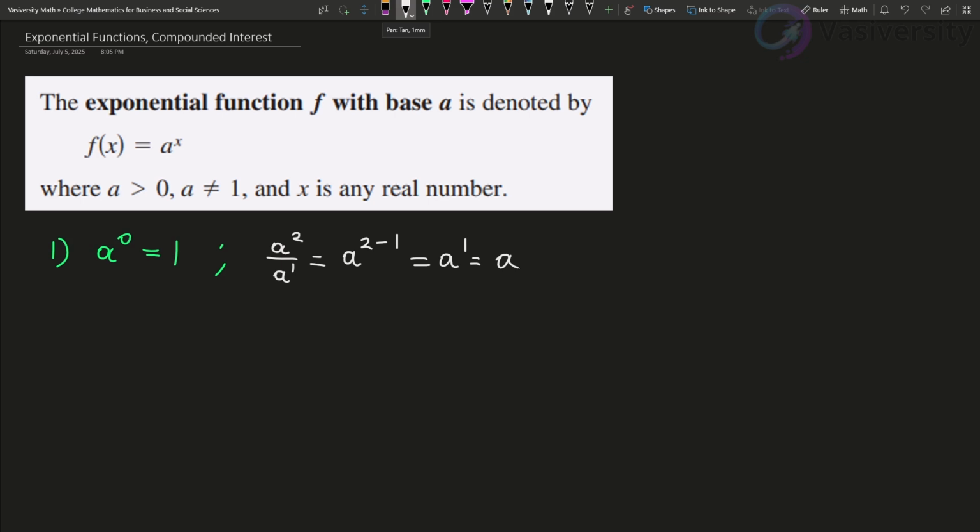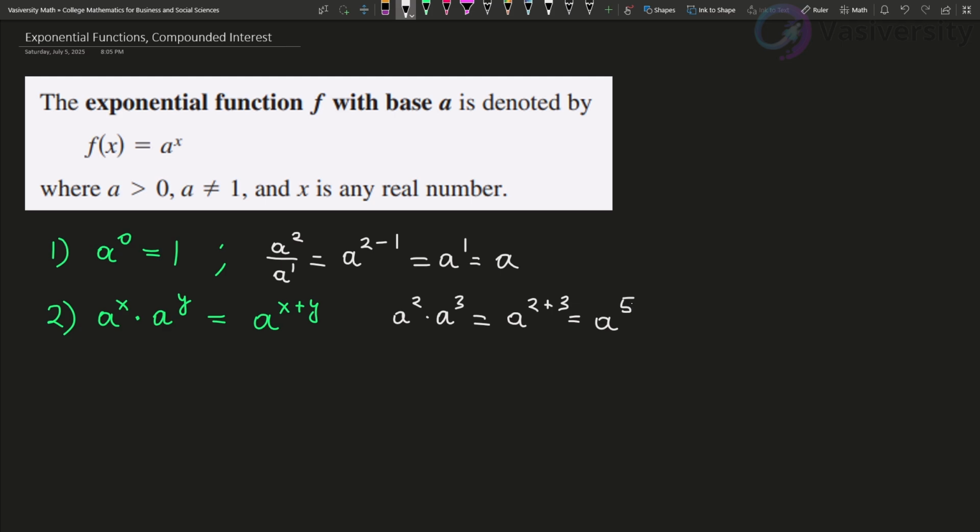Okay, so that leads us to a general rule. Rule 2 is for addition of powers, which means multiplication of two exponential functions with the same base. So if we have a to the power of x times a to the power of y, as long as the base is the same, we will have a to the power of x plus y. So we can add the powers. That's why when we're working with a to the power of 2 times a to the power of 3, same base, that's going to be a to the power of 2 plus 3, which is equal to a to the power of 5.